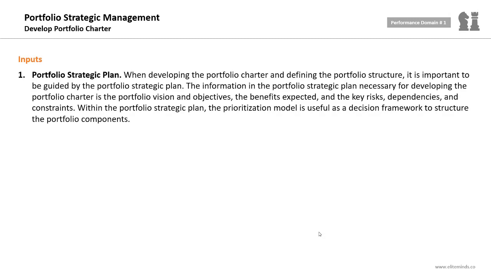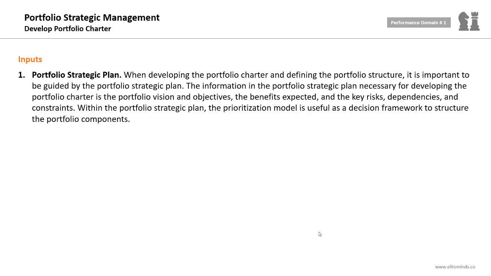So the first input will be the portfolio strategic plan. When developing the portfolio charter and defining the portfolio structure, it's important to be guided by the portfolio strategic plan. So your guide in this process in order to develop an aligned charter will be the portfolio strategic plan. The information in the portfolio strategic plan necessary for developing the portfolio charter is the portfolio vision and objectives, the benefits expected, and the key risks, dependencies, and constraints.